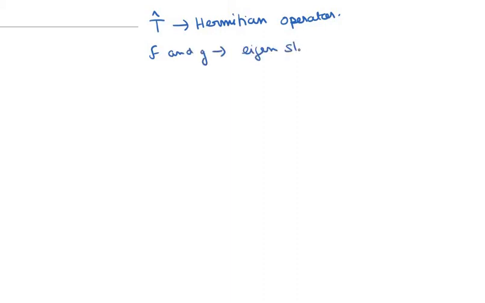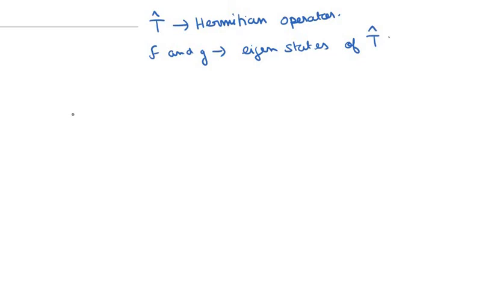Now the second important point was that if T is a Hermitian operator, then its eigenstates must be orthogonal. To prove this, let us assume that f and g are two eigenstates of T. There can be many more eigenstates, but we are talking about two arbitrary eigenstates of this Hermitian operator T.